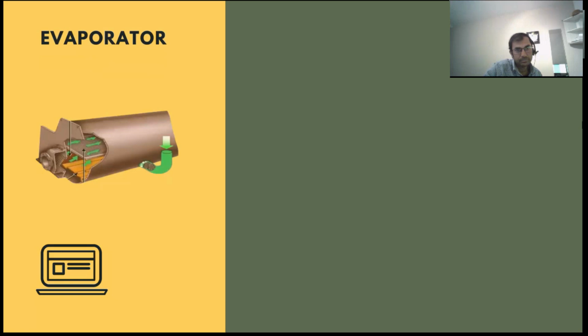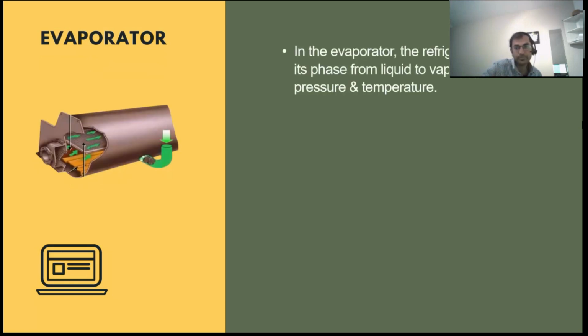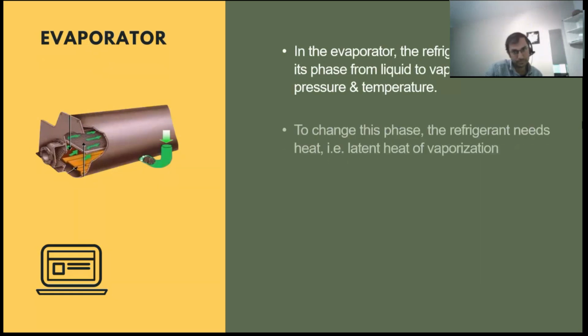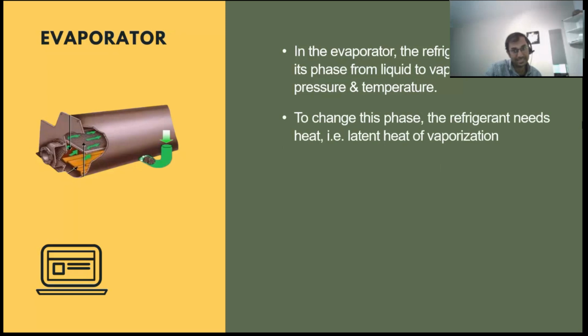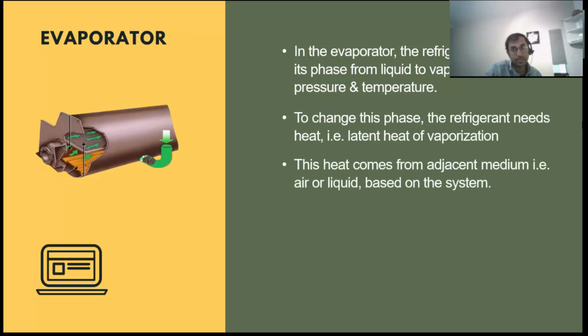So in summary, we saw the evaporator. In the evaporator, the refrigerant changes its phase from liquid to vapor at normal pressure and temperature. To change this phase, the refrigerant needs heat, that is the latent heat of vaporization. This heat comes from the adjacent medium, air or liquid. We have explained here with air, but it can be with water as well, based on the system. And the medium loses heat and becomes cold. That is, the air loses heat and becomes cold.